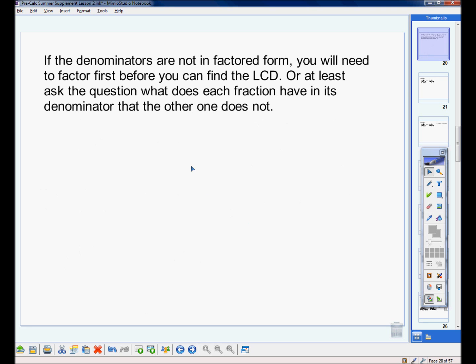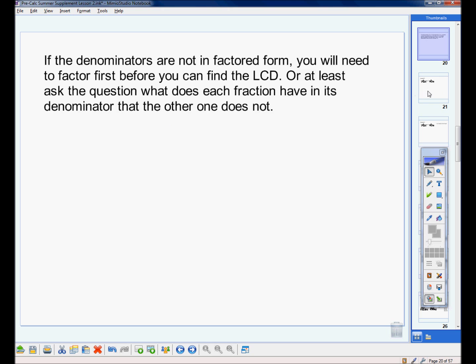Okay, if the denominators are not in factored form, you're going to need to factor before you can find the least common denominator, or at least ask the question, what does each fraction have in its denominator that the other one does not? The one that we did previously uses the second thing. We asked, what does each fraction have in the denominator that the other didn't? In this case here, we will need to factor to be able to find them.